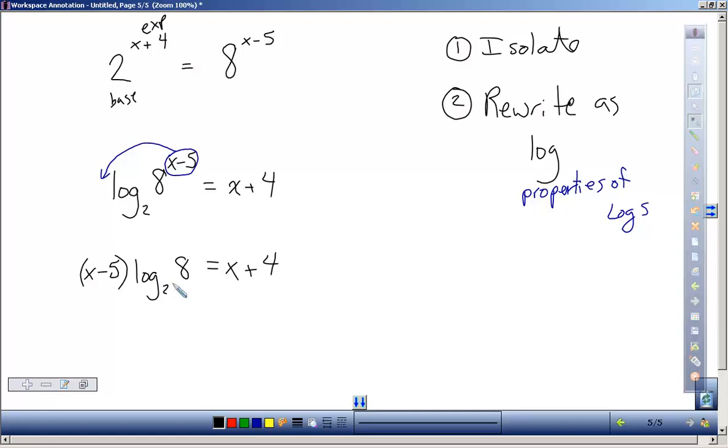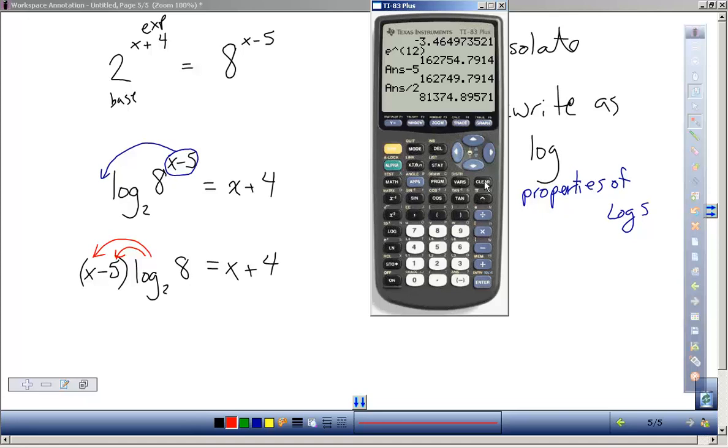And again, a lot of students are like, but how does that help us? Well, the beauty of it is log base 2 of 8 is something I can get a number for. That is something I can type in my calculator. It might be a decimal, but it's still a number. And when I have a number, I can then distribute that number to go times everything over here, and then I've got an equation that I can actually solve.